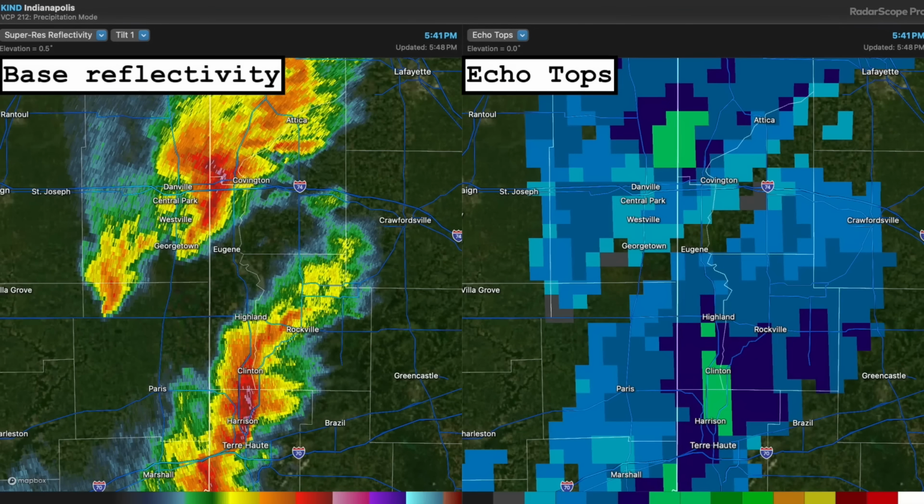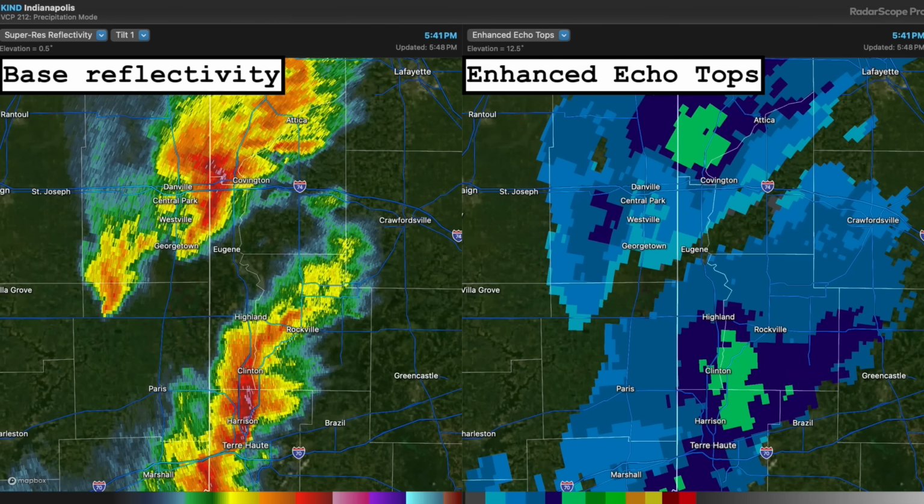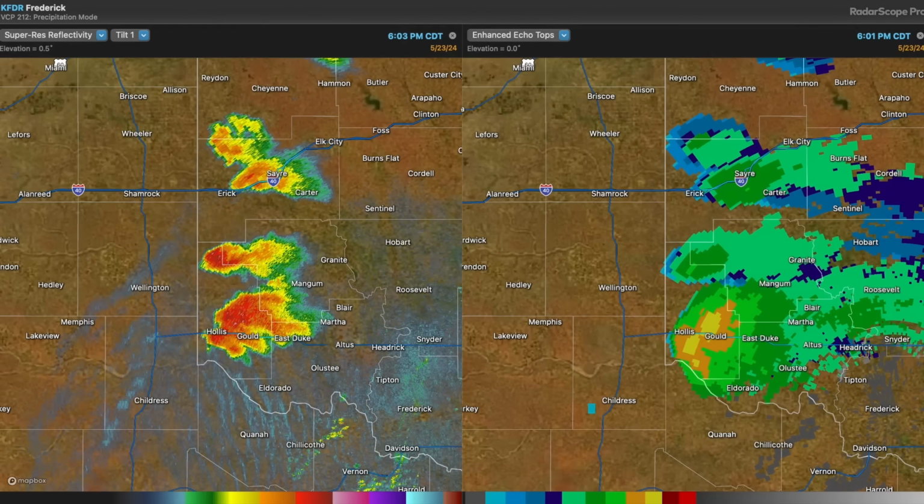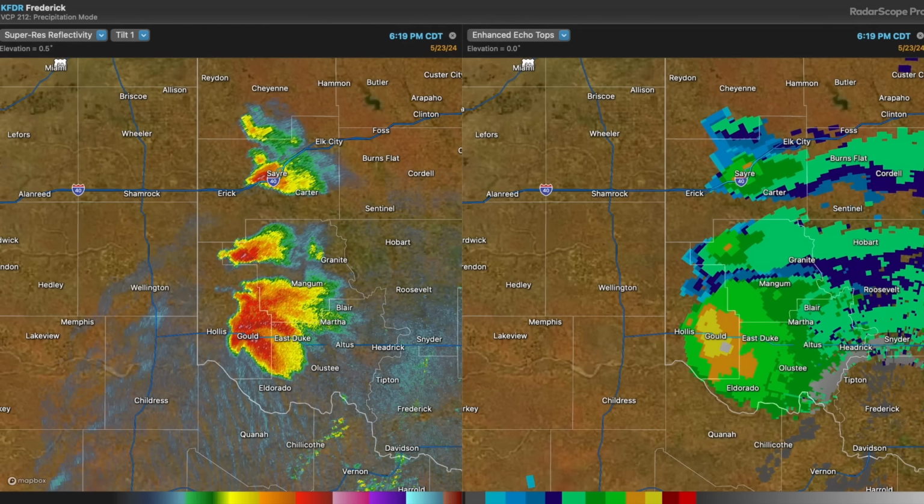Echo tops can help you monitor for convective initiation and can tell you which storms in a batch of storms are the most robust and may hold the greatest severe weather potential in the near term. A sister product to echo tops is enhanced echo tops, which helps smooth out irregularities that can sometimes appear in echo tops output and identifies areas where the radar could not compute a cloud top height. Its cleaner output makes it much preferred over the traditional echo tops product.